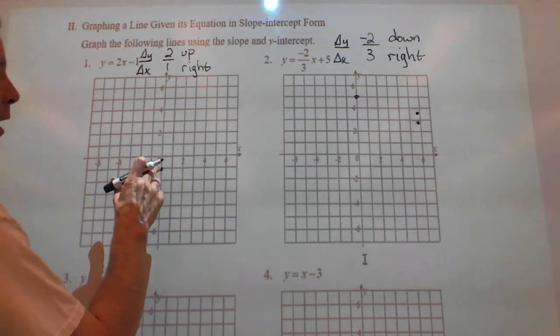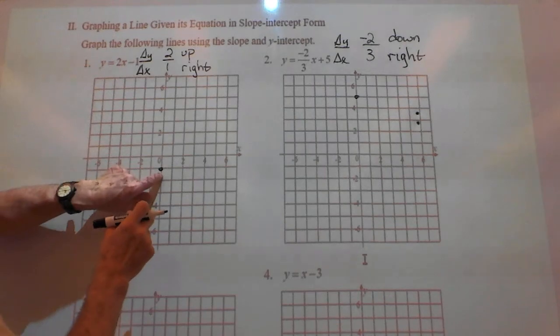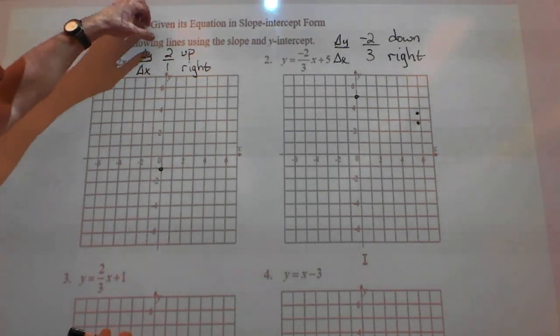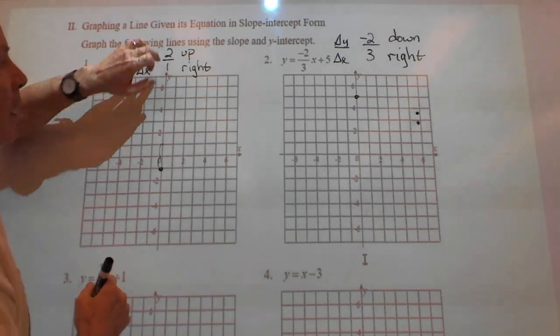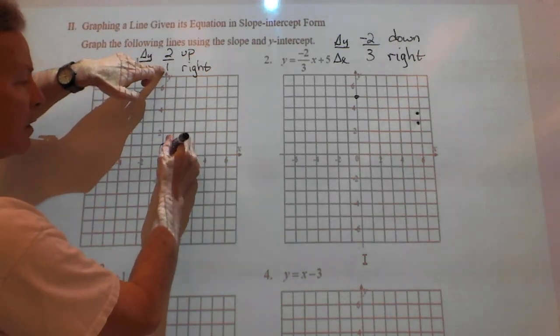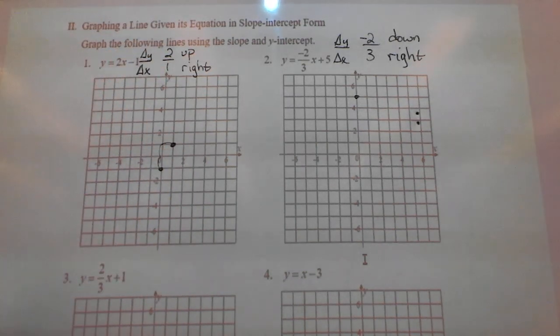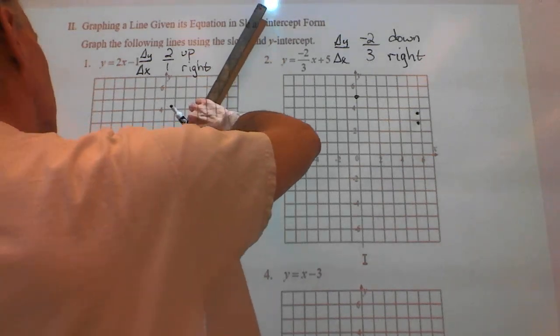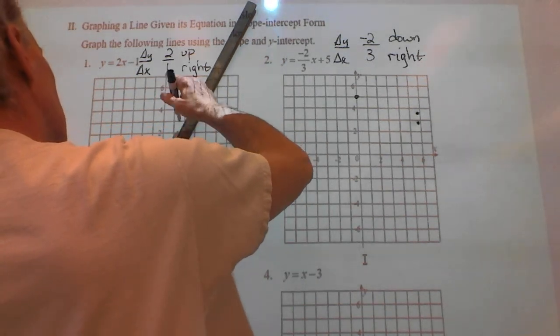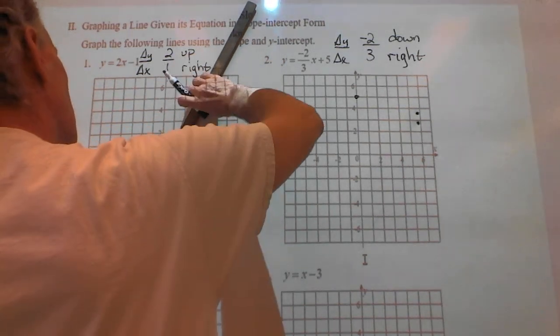So, going back here, we have our starting point at the y-intercept. To get to another one, we have to go up 2, 1, 2, and we have to go right 1. There we go, there's our second point. Once you have 2 points, the rest is easy. Take the ruler, join the points.